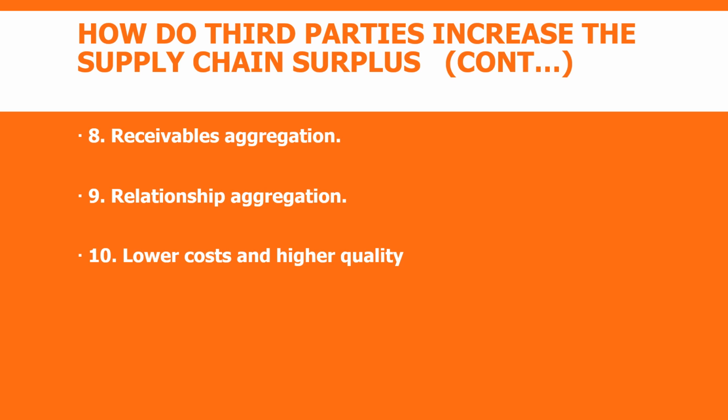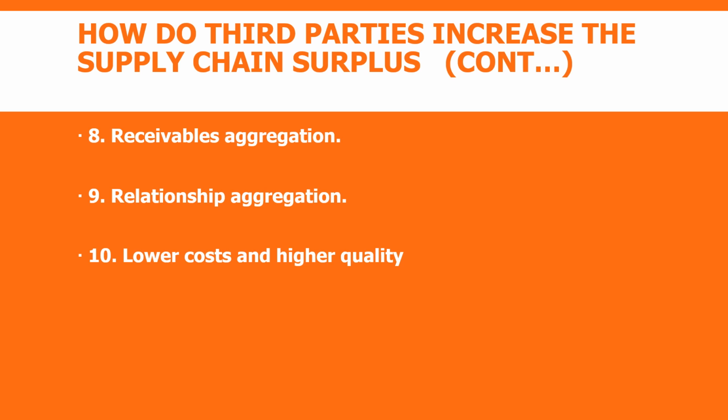Capacity aggregation. A third party can increase the supply chain surplus by aggregating demand across multiple firms and gaining production economies of scale that no single firm can on its own. That is capacity aggregation. Inventory aggregation, in the sense a third party can increase the supply chain surplus by aggregating inventories across a large number of customers. Aggregation allows them to significantly lower overall uncertainty and improve economies of scale in purchasing and transportation.